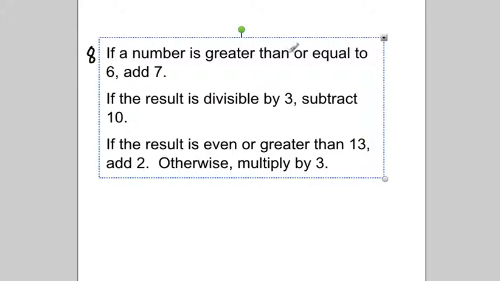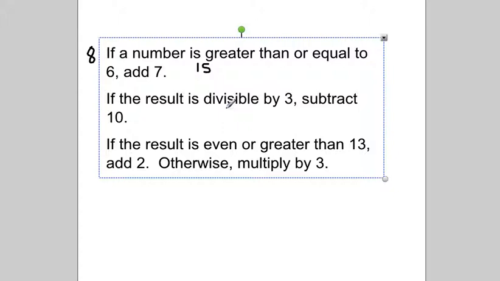So if a number is greater than or equal to 6, add 7. Well, that means with an input of 8, my temporary output is going to be 15 because it is greater than or equal to 6. So now I take that 15 and I come here with if the result is divisible by 3. Well, is 15 divisible by 3? Well, yes it is, so we're going to subtract 10.